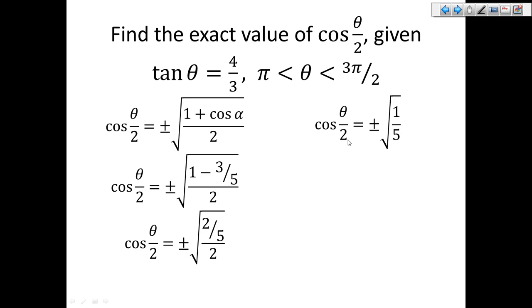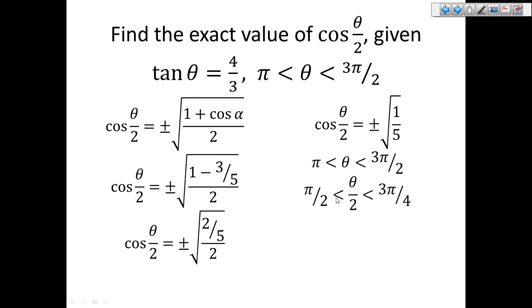Is cosine theta over 2 positive or negative? Now, don't instantly say negative. Theta is in the third quadrant, but theta over 2 might not be. I need to figure out where theta over 2 is, given that theta is in the third quadrant. So, let's take these two limits of this interval and divide by 2, because if theta is between pi and 3 pi over 2, that means that half of theta is between pi over 2 and 3 pi over 4.